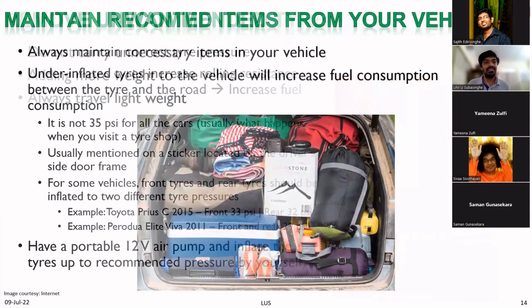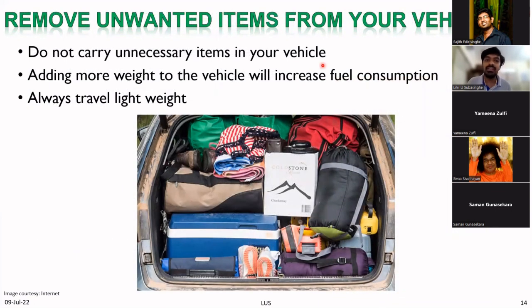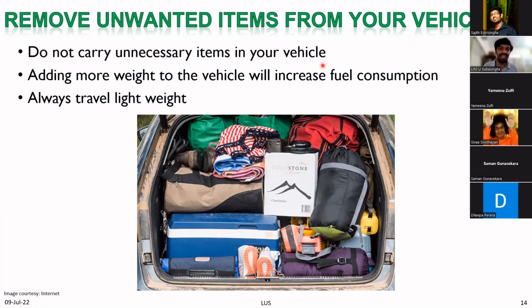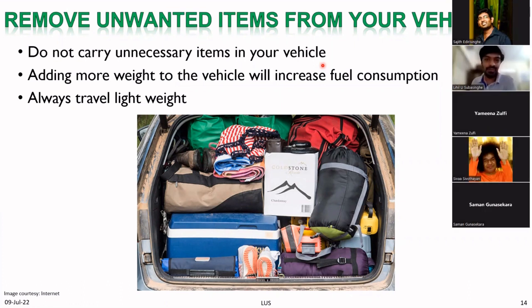And remove unwanted items from your vehicle. Travel light. As long as the weight of the vehicle is less, the amount of fuel consumed by the engine will be less. We are kind of going towards the end of today's session. So this might be a very small thing, but it actually affects the fuel consumption.